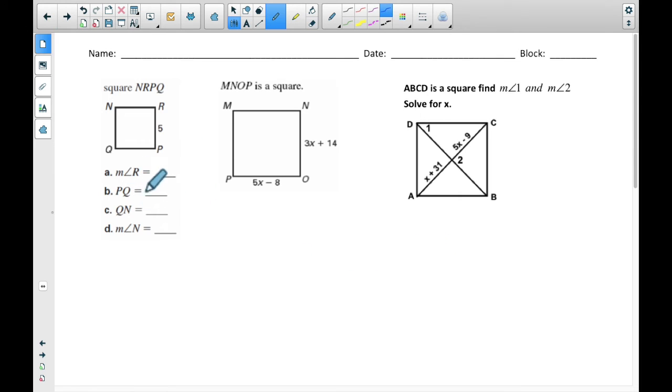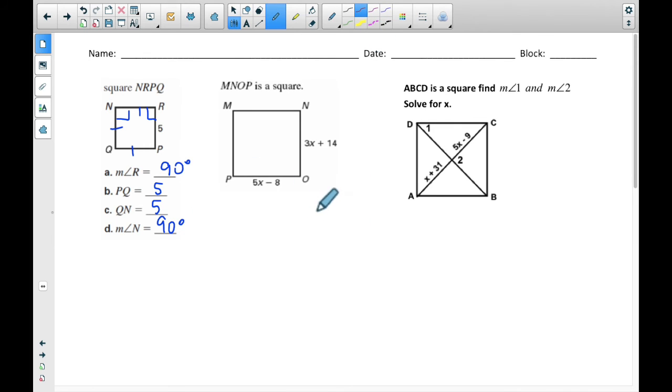Okay, the measure of angle R is here. If it is a square, then it is 90 degrees. Do we have any other angles? Because those are easy. Here's an N. Angle N, that's also 90 degrees. For a square, the sides are pretty easy also. If this is 5, then everything is 5. So PQ is also 5. QN is also 5.